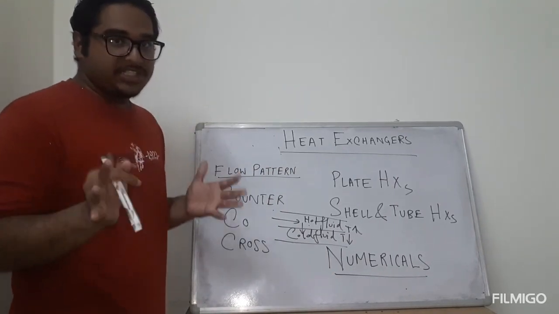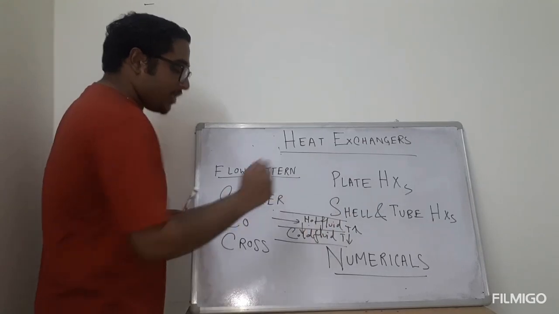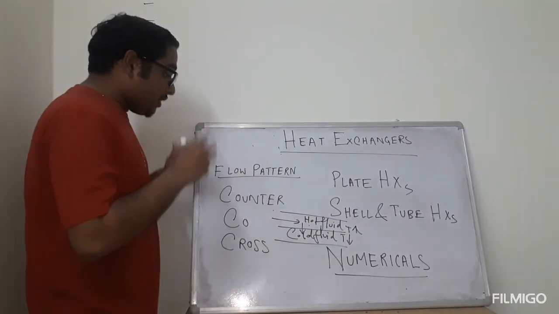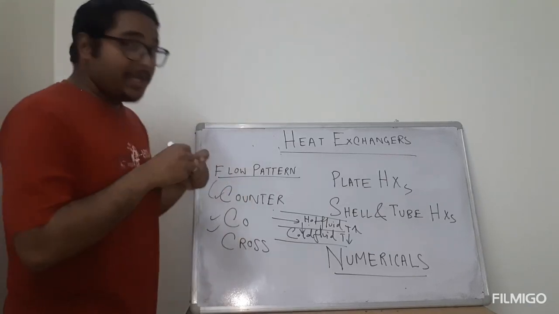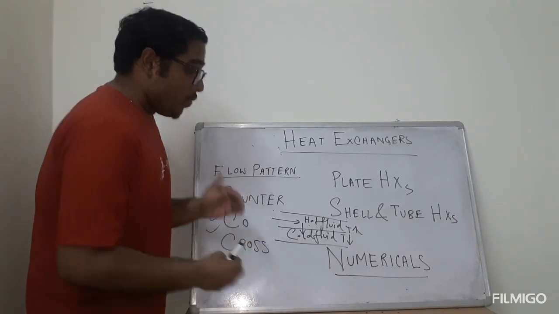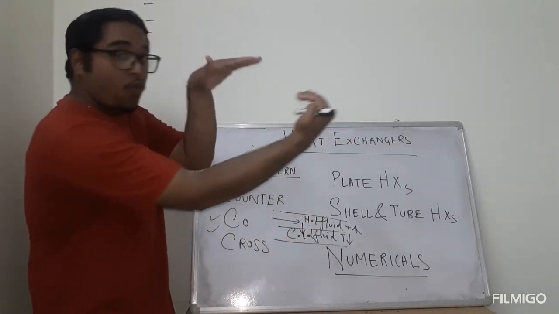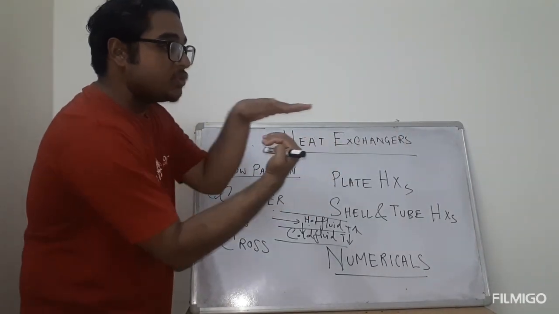The crux of heat exchanger numericals. So the basics that we need to cover is what is a heat exchanger, as I have already explained. Now the three flow patterns: counter, co and cross. Now what is counter? Counter-current heat transfer is a process wherein the hot fluid and the cold fluid are flowing counter to each other. That is, the cold fluid is approaching from there and the hot fluid is going from here.